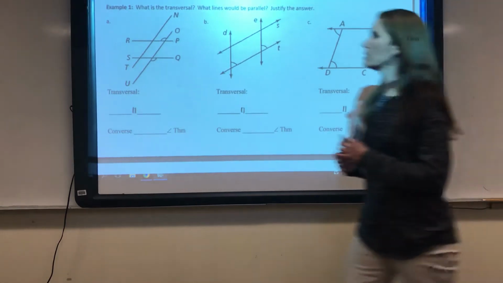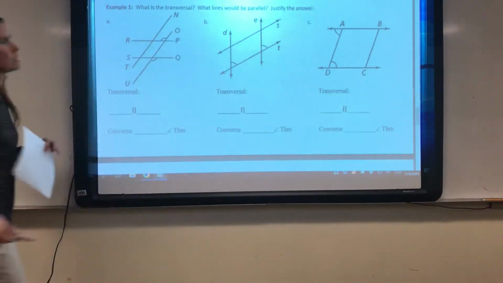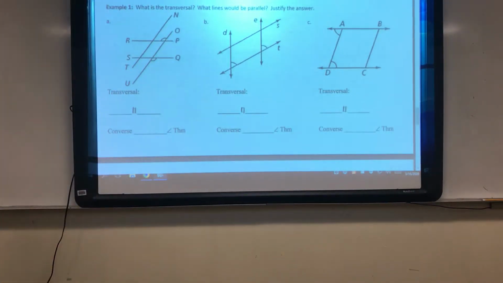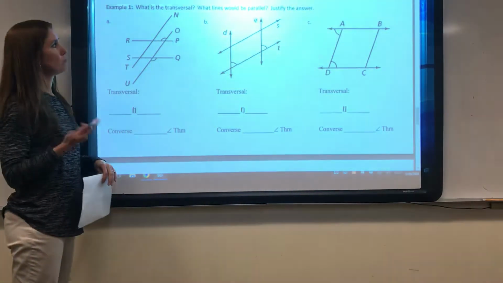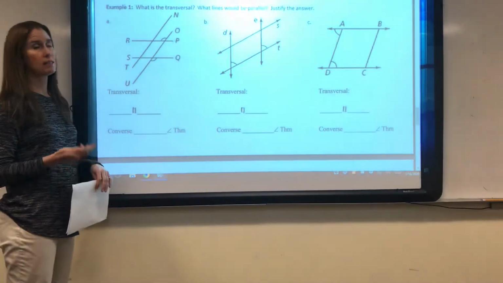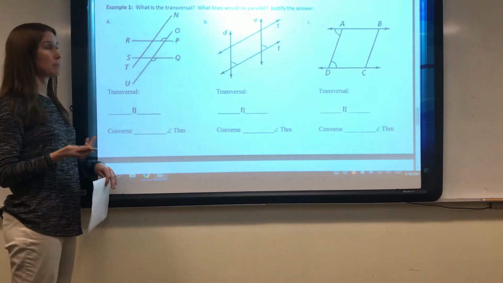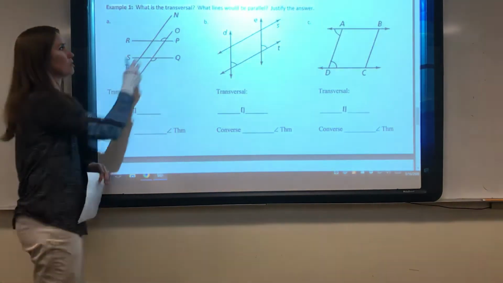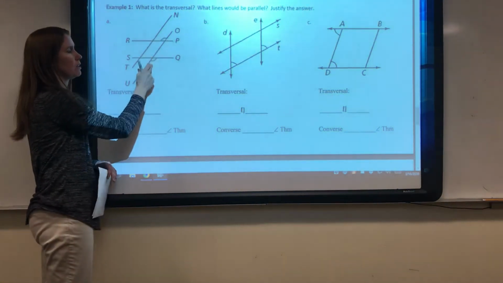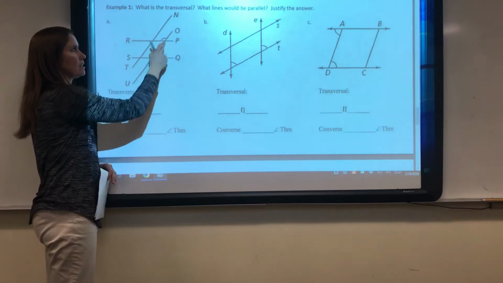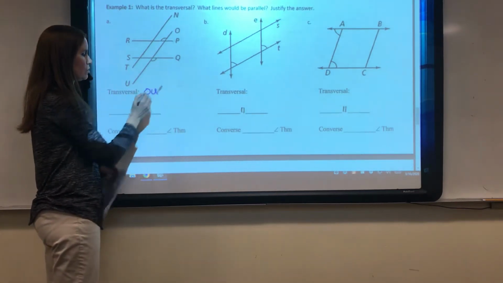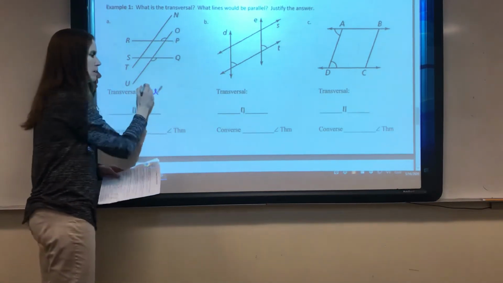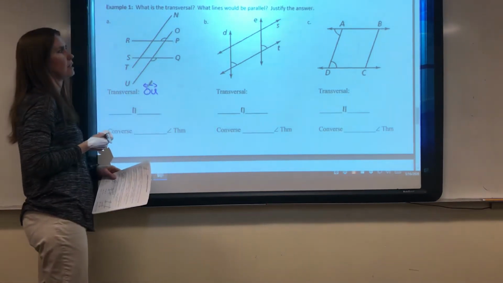So in this case, it says, what is the transversal? What lines would be parallel? Justify your answer. So again, a transversal is a line that goes through two other lines that also go beside the two angles that we're dealing with. So if these two angles are the ones that are marked, then I know that is the transversal. So I know that the transversal is OU, okay? And I can call that a line, all right?